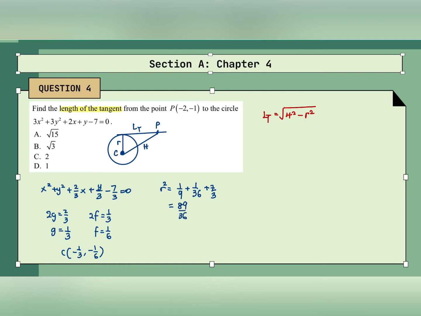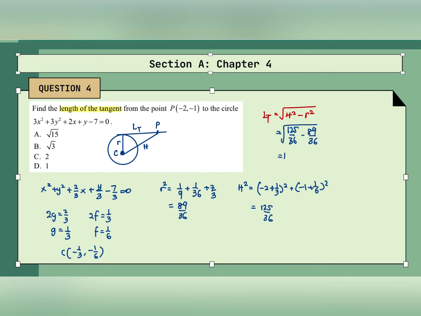Okay, dah dapat R square, kita perlukan H pula. So H squared akan sama dengan cari kita punya distance of H tu lah kan. Negative 2 minus dengan center kita, so 1 over 3 squared plus koordinat Y adalah negative 1 plus 1 over 6 squared. Okay, ini pun sama, masukkan dalam calculator. Okay, and here I get 125 over 36. So 125 over 36 you minus with 89 over 36. So you will get 1.